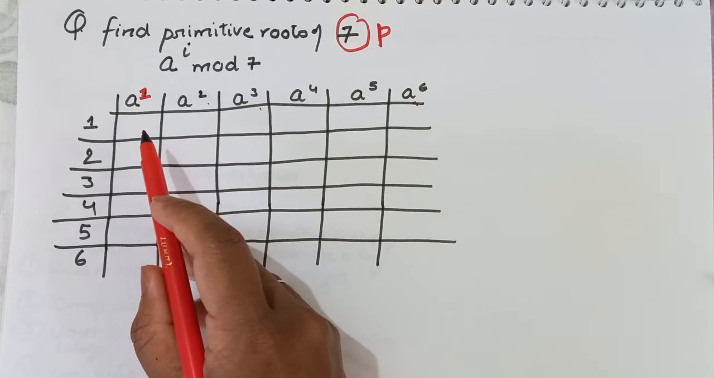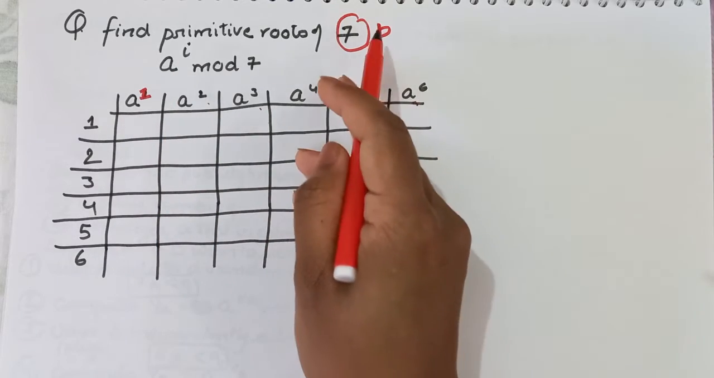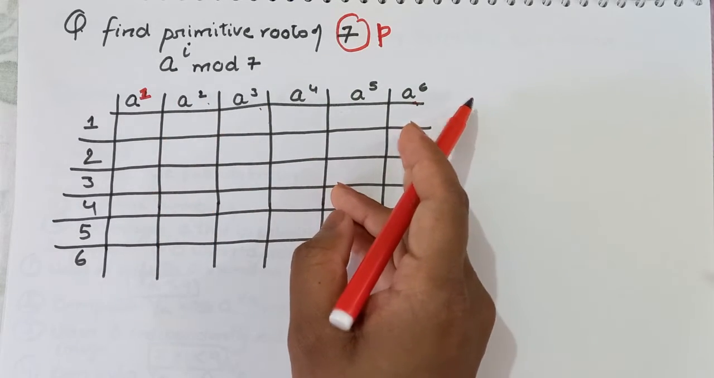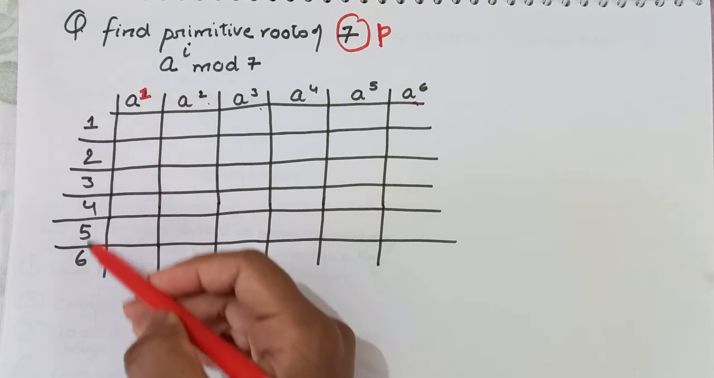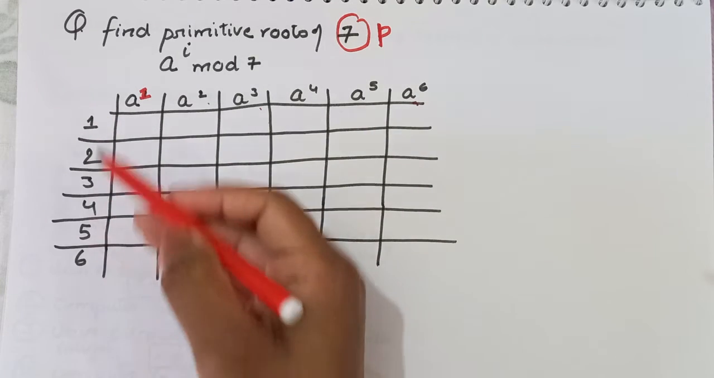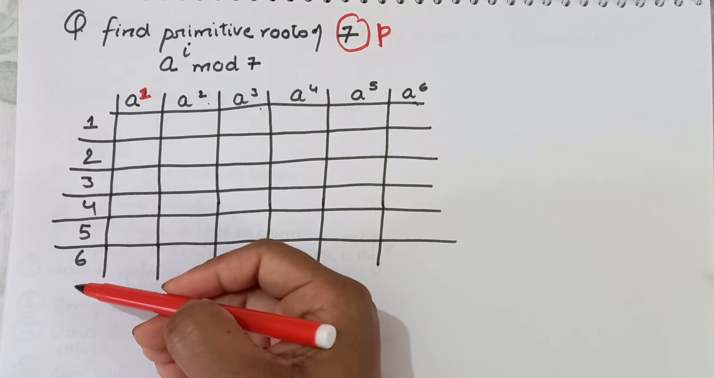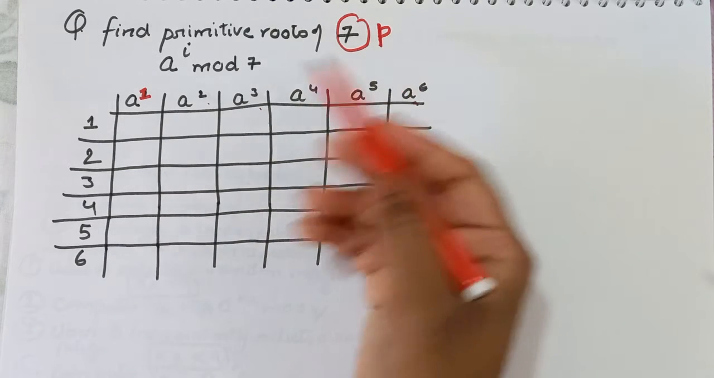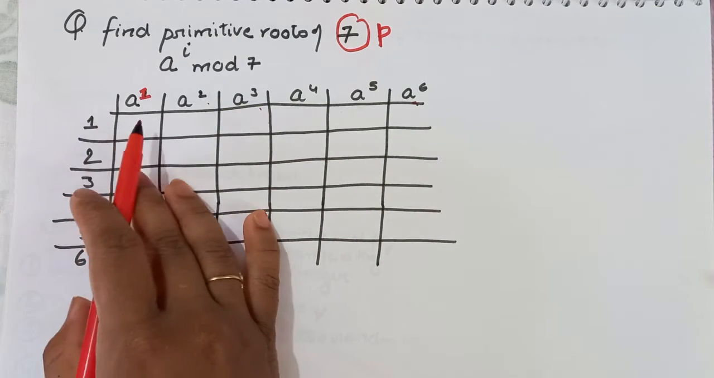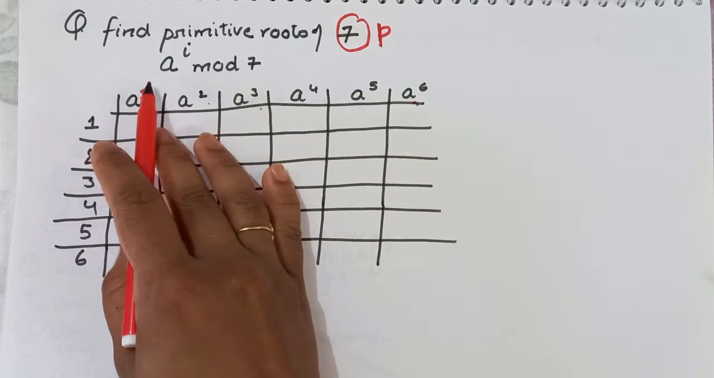We are going to calculate the powers of a only till p minus 1, right? And I have mentioned the numbers from 1 to 6 because I do not want to extend beyond p minus 1, that is 7 minus 1, which is 6. Okay, so let me start finding out the values.